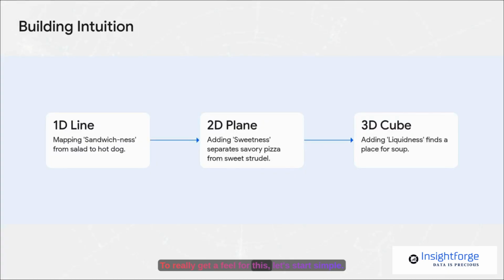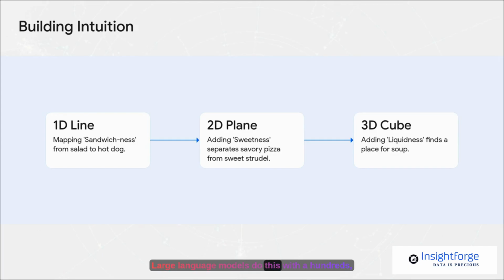To really get a feel for this, let's start simple. Imagine a single line, just one dimension, that represents sandwichness. A hot dog is way over on one end, and a salad is on the other. Okay, now let's add a second dimension, sweetness. Suddenly, our line becomes a 2D plane. Pizza stays in the savory zone, but an apple pie zips over into a new sweet corner. Now let's add a third dimension, liquidness, and we get a 3D cube where soup can finally find its home.